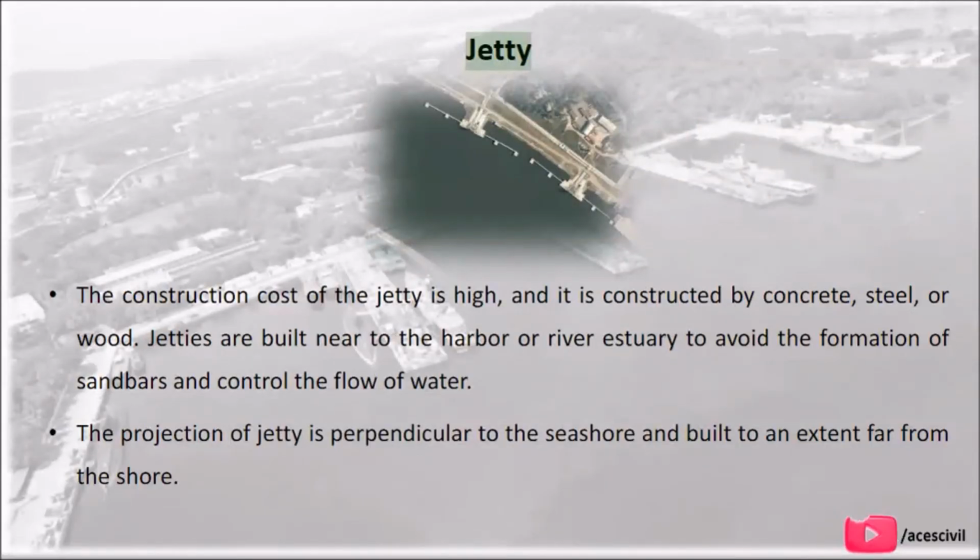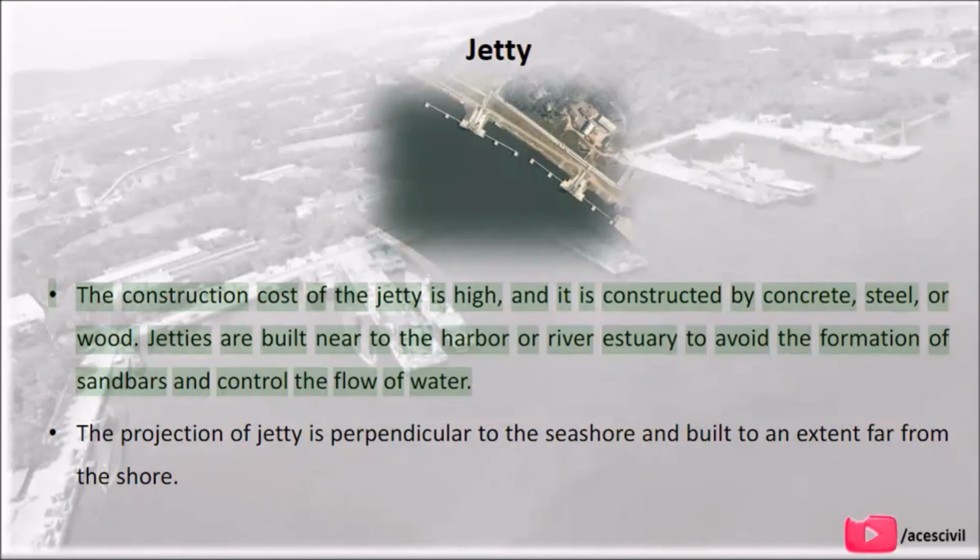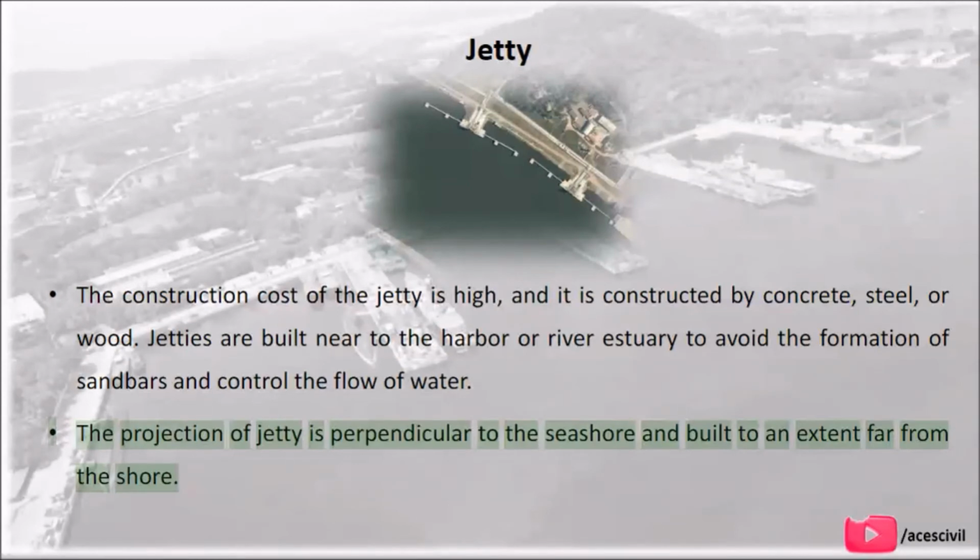Jetty. The construction cost of the jetty is high, and it is constructed with concrete, steel, or wood. Jetties are built near a harbor or river estuary to avoid the formation of sandbars and control the flow of water. The jetty projects perpendicular to the seashore and extends far from the shore.